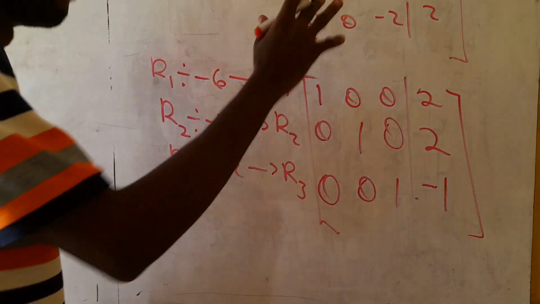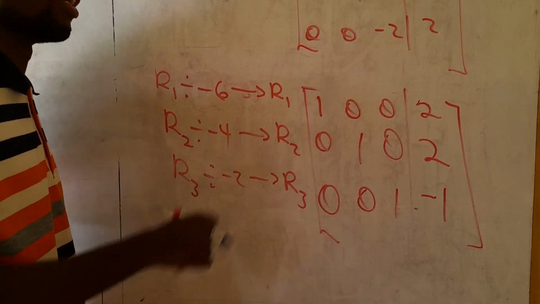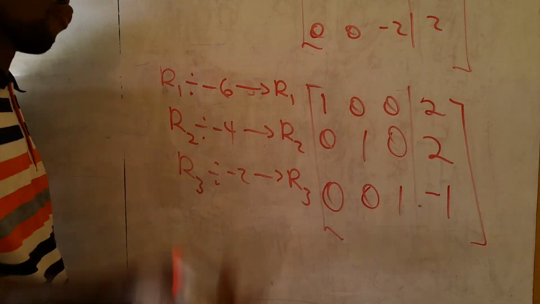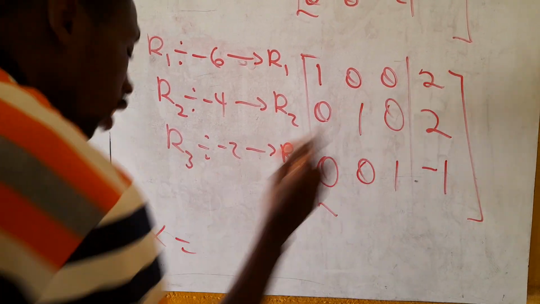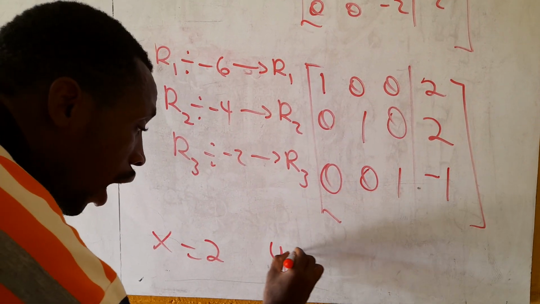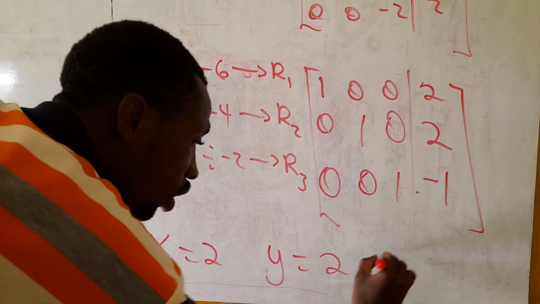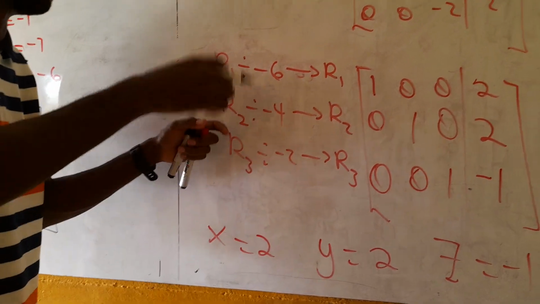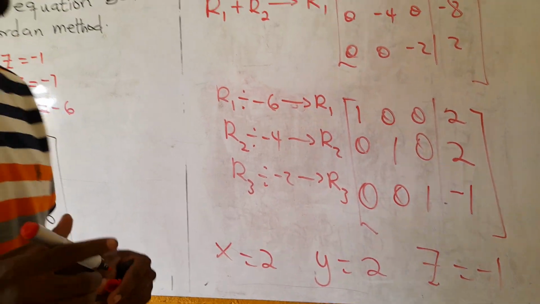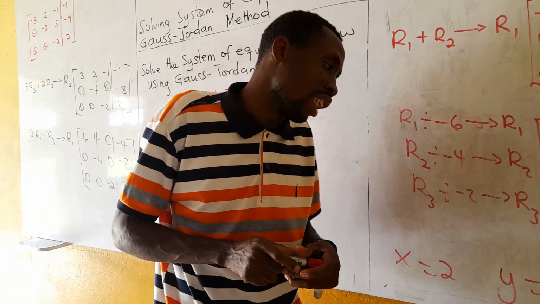So our augmented matrix is now in reduced row echelon form. So we can conclude that our X is 2, Y is 2, and Z is negative 1. I hope you get that. One good aspect of what I'm doing is that you won't get any fraction for it to disturb you.